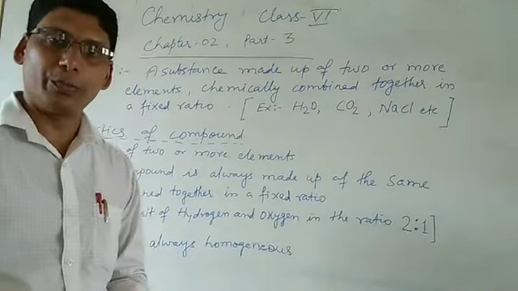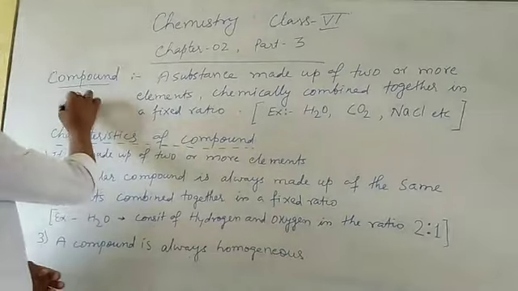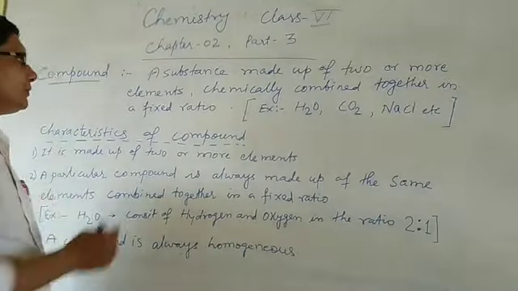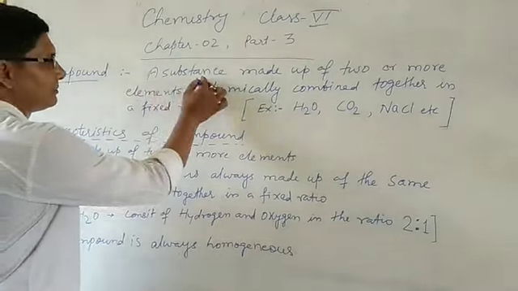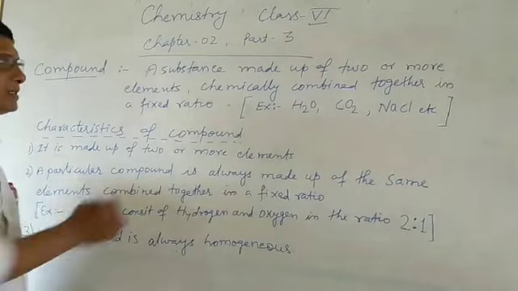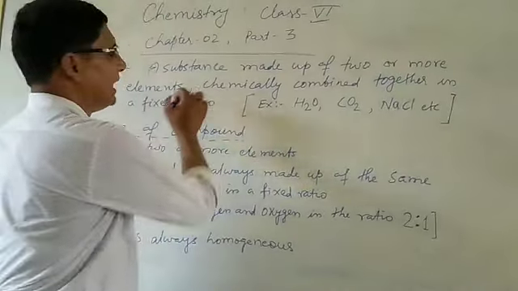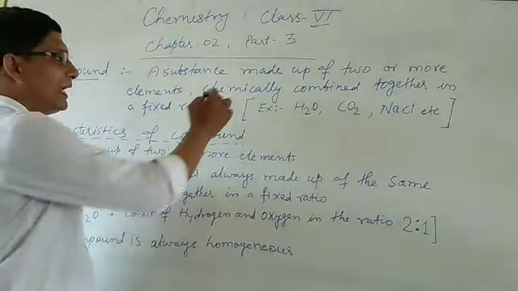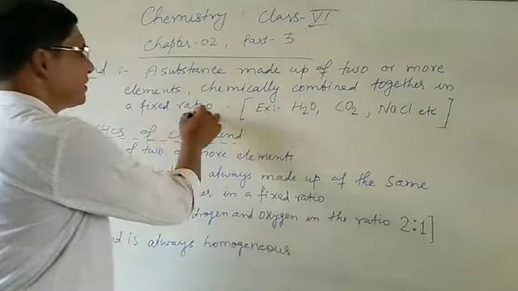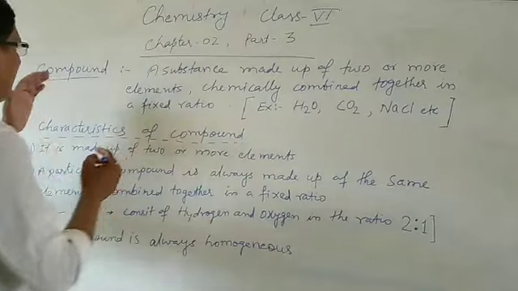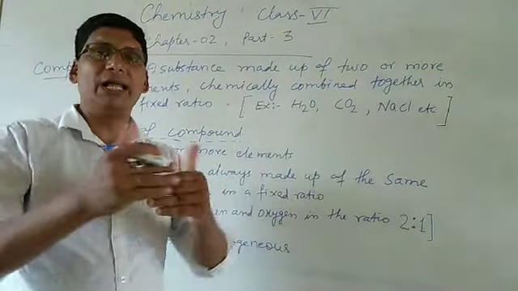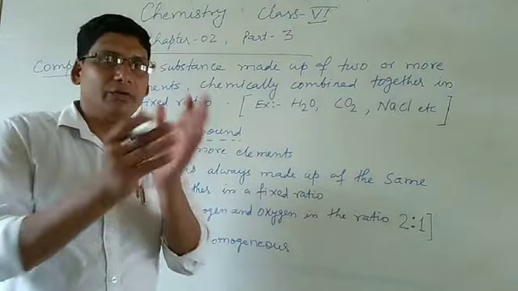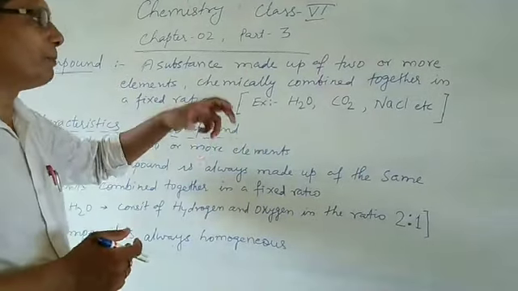Today, I will start a new topic, that is compound. Now let us see what is a compound. A compound is a substance made up of two or more elements chemically combined together in a fixed ratio. It means a compound consists of two or more different elements. When they join together chemically in a fixed ratio, it forms a compound.